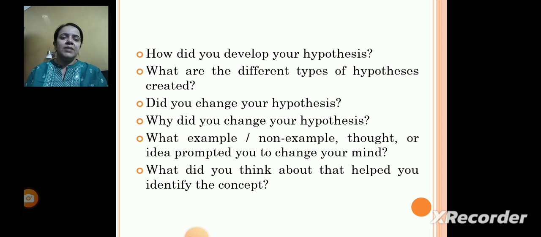So these are some examples of what a teacher can ask the students, like how did you develop your hypothesis, what were the different types of hypotheses created, did you change your hypothesis, why did you change your hypothesis, what example, non-example, thought or idea prompted you to change your mind, and what did you think about that helped you to identify the concept. So these are just examples. Like we want to develop inductive thinking in the students, so this way the teacher can train students' minds to think logically, systematically, and using reasoning and logical powers.